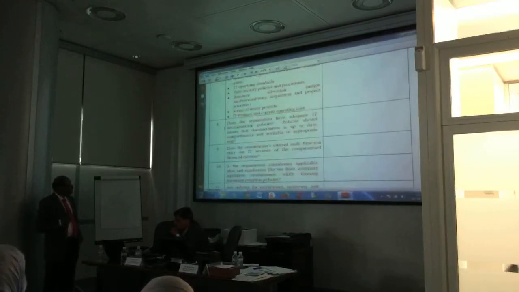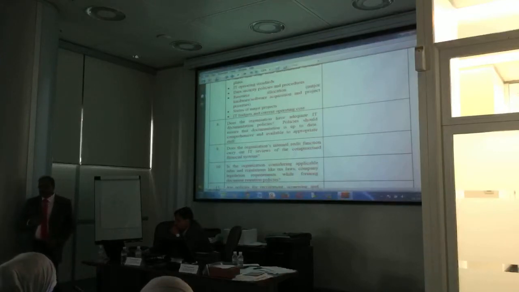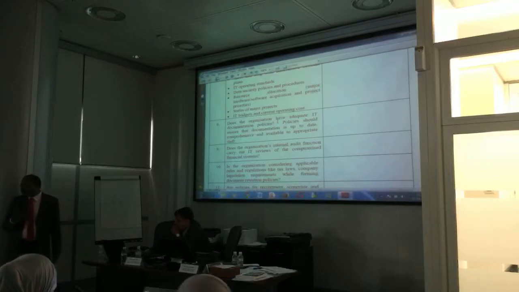Does the organization have an adequate IT documentation policy? We have discussed this before, but we are summarizing now. Henceforth, we will not be talking about general control. Now we will be entering into the IT area, proper IT area.